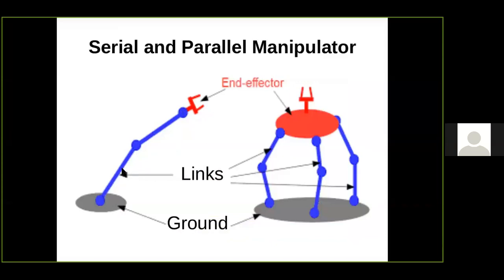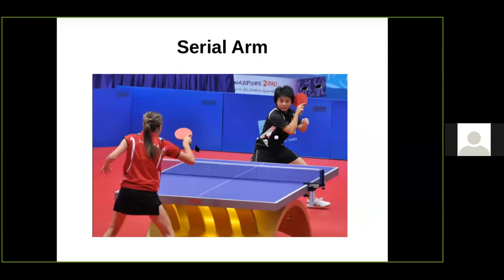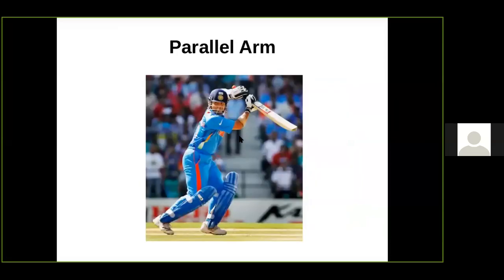This is a serial manipulator, and this human hand is similar to the serial manipulator. So this is a Sachin batting, which many of you would like to see. This is an example of parallel arm. So if two hands together are used to hold the bat, only then there will be lot of force and torque acting on the bat to hit the ball. Only then the ball will be hit to a very large distance.